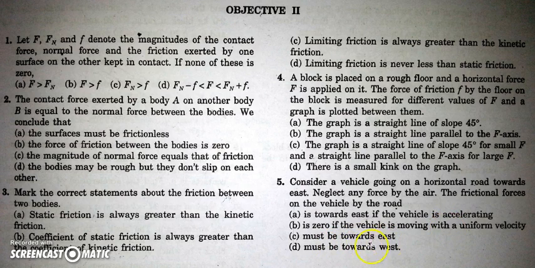Must be towards east? No. Must be towards west? No. Okay, it will be towards west when the vehicle is retarding. It will be towards east when the vehicle is accelerating, and it will not act when the vehicle is moving uniformly or has no acceleration.